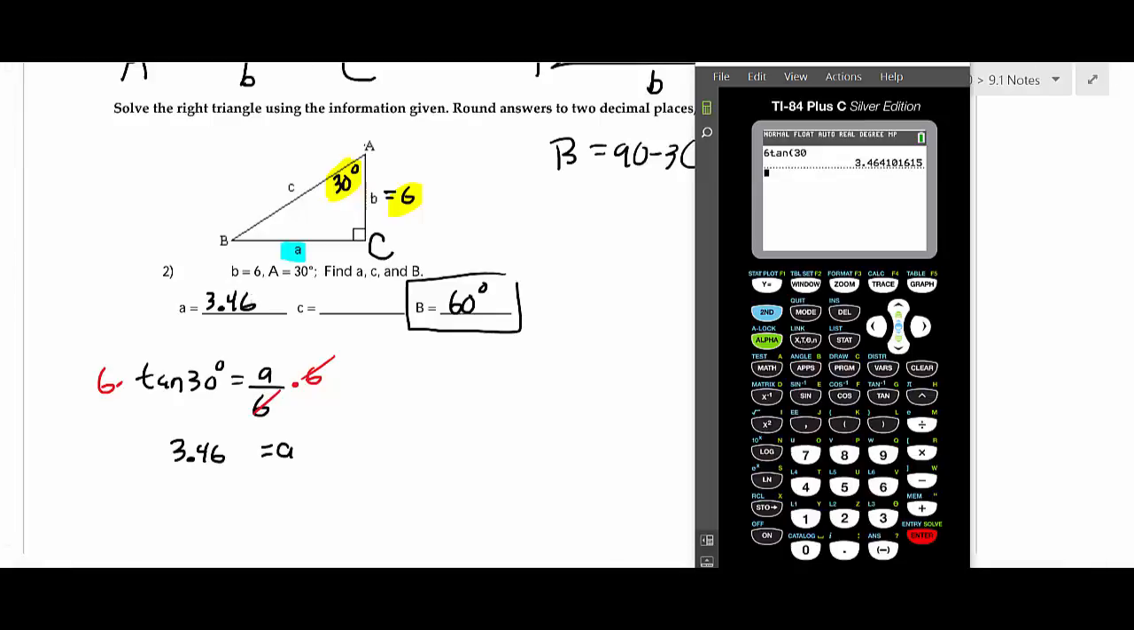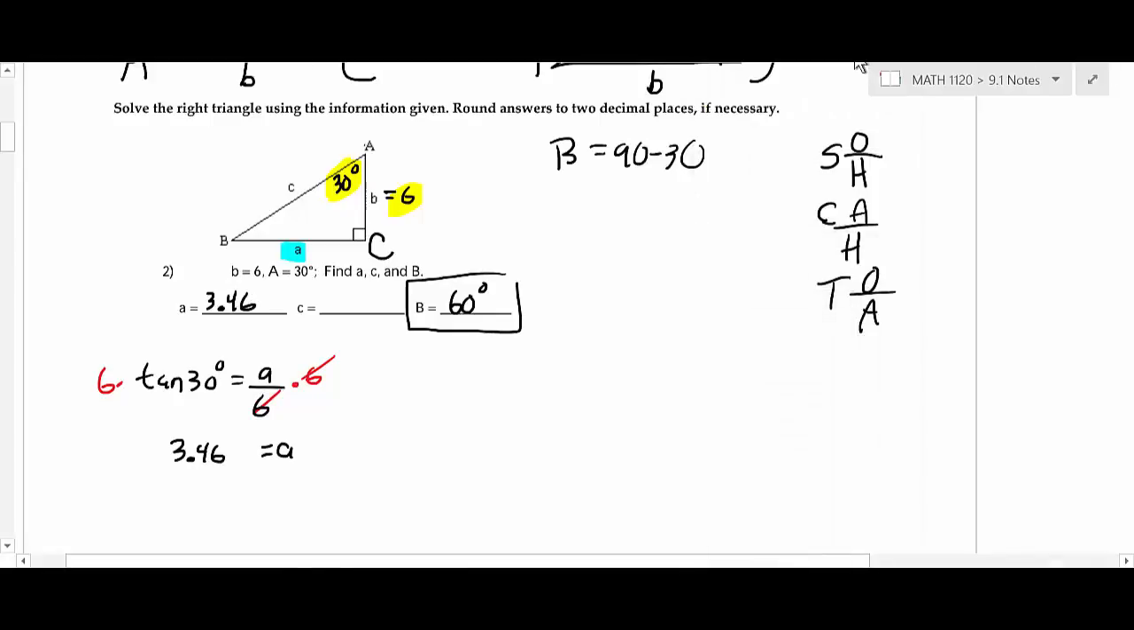So we got that. Does that make sense to everybody? Does that look familiar? We've done this kind of stuff before. Now you can find c by the Pythagorean Theorem, or you can do trig. I'm going to do trig. I just usually do it this way. I prefer doing trig over the Pythagorean Theorem.